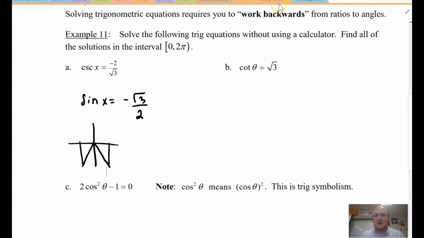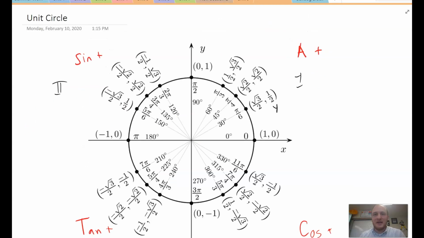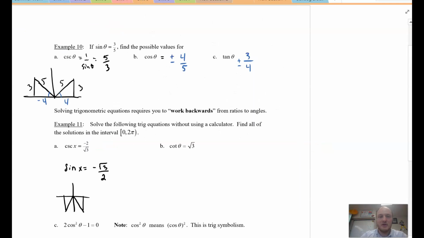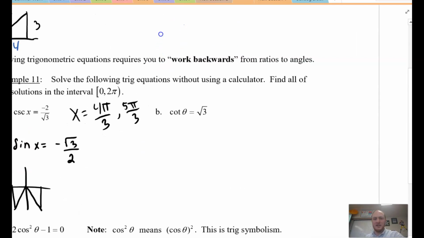So we can look at the y values, and if you have your unit circle, where are my y values negative? Here and here. So that's 4 pi thirds and 5 pi thirds. So x is equal to 4 pi thirds, 5 pi thirds.